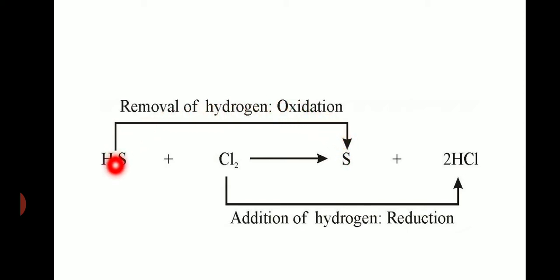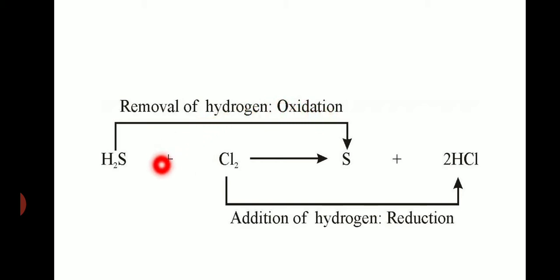That means in the reactant part H2S, hydrogen is there. In the product part sulfur is alone. That means hydrogen is removed from hydrogen sulfide and forms as sulfur. So there is a removal of hydrogen. So we studied that the removal of hydrogen or addition of hydrogen, addition of oxygen, we call them as oxidation.